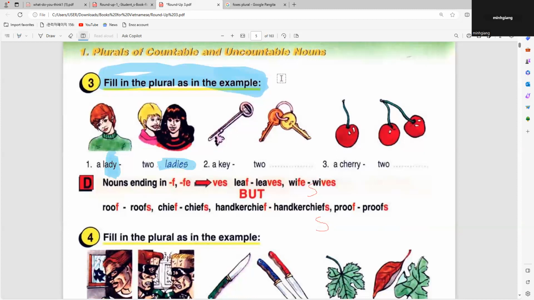Okay, I will send you a message in your chat box. If consonant before letter Y, for example, lady, what will you do? Change letter Y into letter I, and what will you do? And add ES. Do you understand?